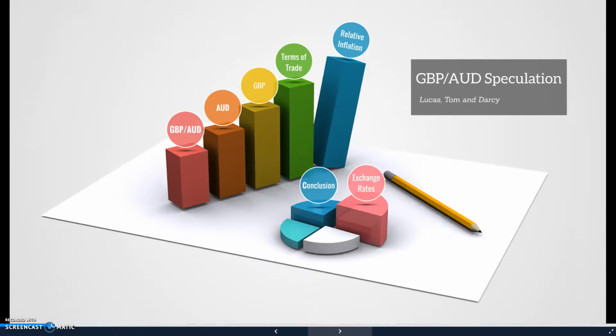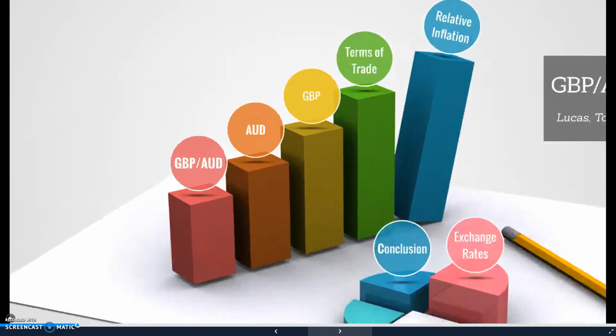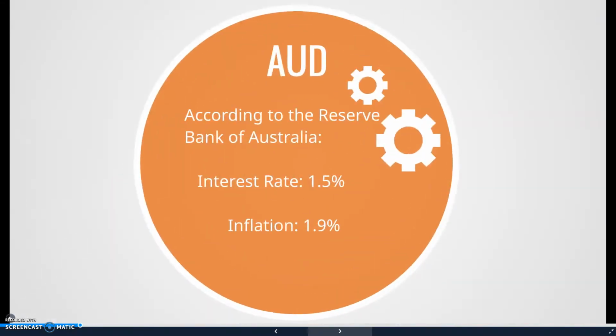Moving on to the Australian Dollar. It's just some basic information. It's the Australian currency. It is a floating exchange rate as of 1983. It would currently be considered a dirty float, which means that the central bank intervenes with the currency. And according to the Reserve Bank of Australia, it currently has an exchange rate of 1.5% and an inflation rate of 1.9%.